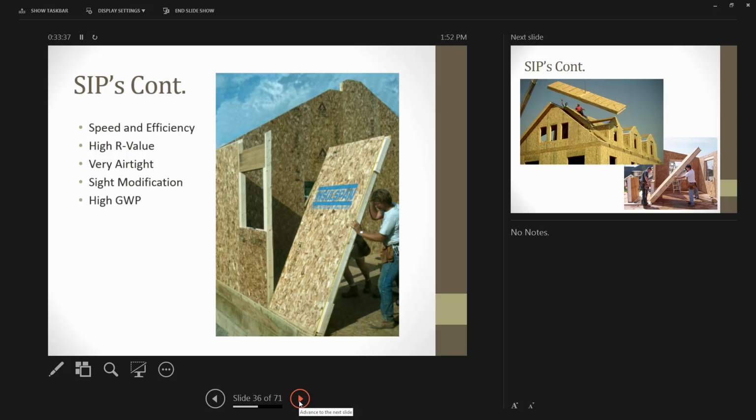So the only knock on them is because they're made with EPS foam, it's a petroleum-based product, so they do have a fairly high global warming potential.